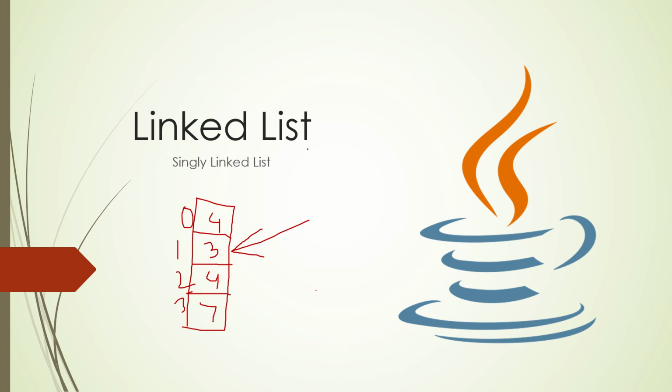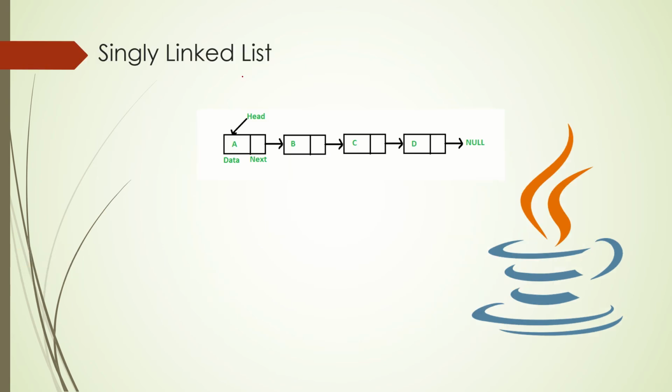So in that case we can use a linked list. When we create a linked list, this is one node, and this node is connected with the next node. This happens because a node has two members: one is data, and the other is a node itself, which refers to another node.